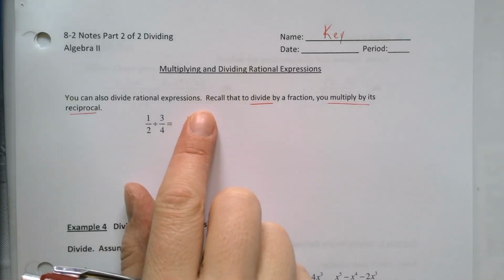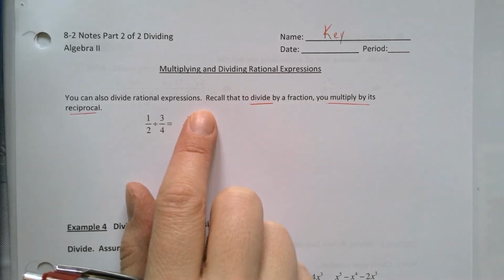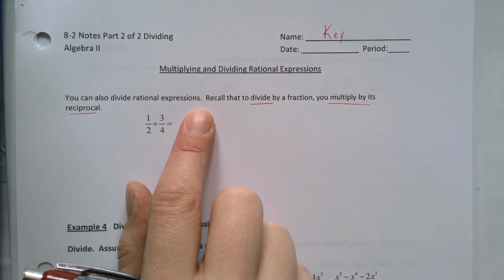This is the second half of section 8.2. In 8.2 part 1, we focused on simplifying rational expressions and multiplying rational expressions. We also talked about domain restrictions. So if you are good at factoring and you are comfortable using the zero product property, then that lesson for multiplying rational expressions wasn't too bad.